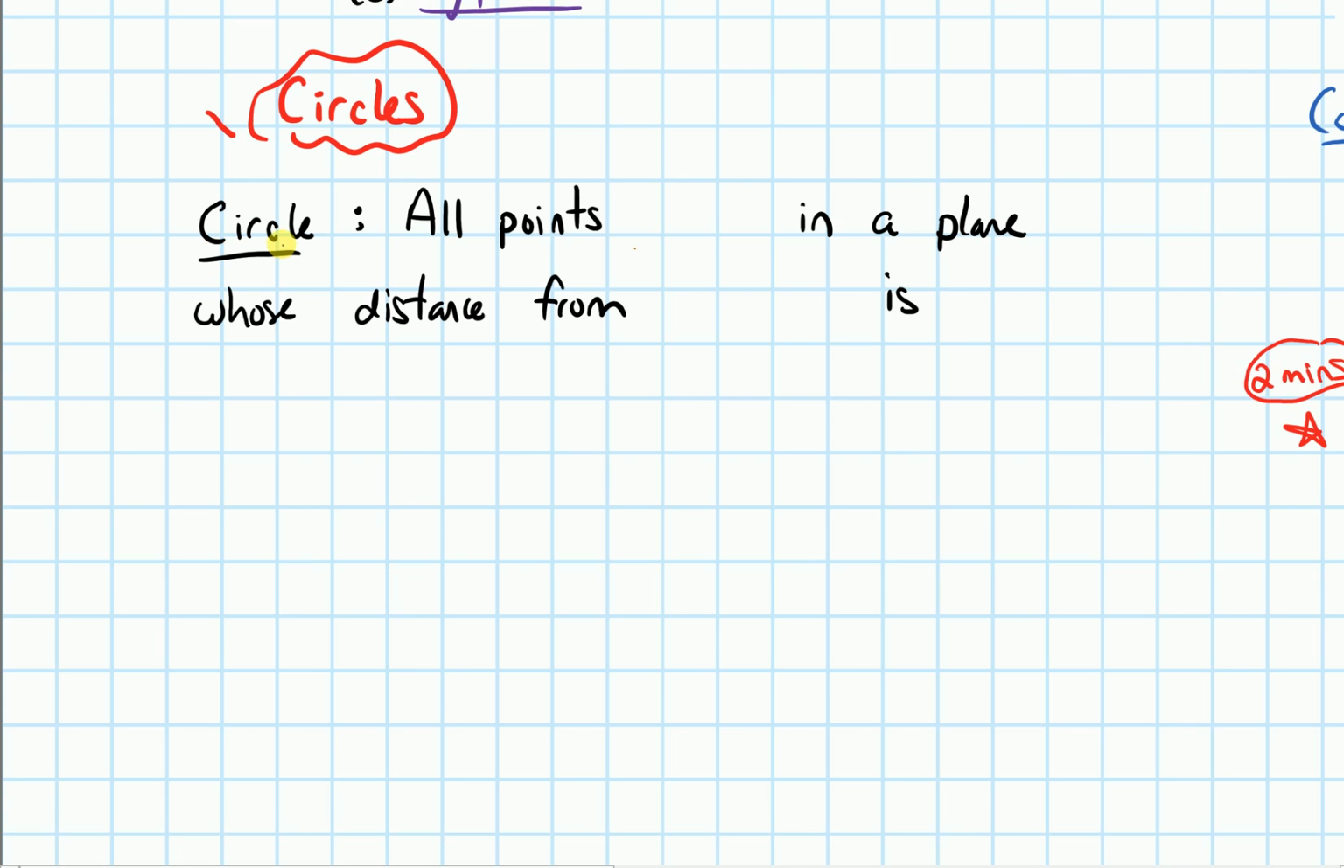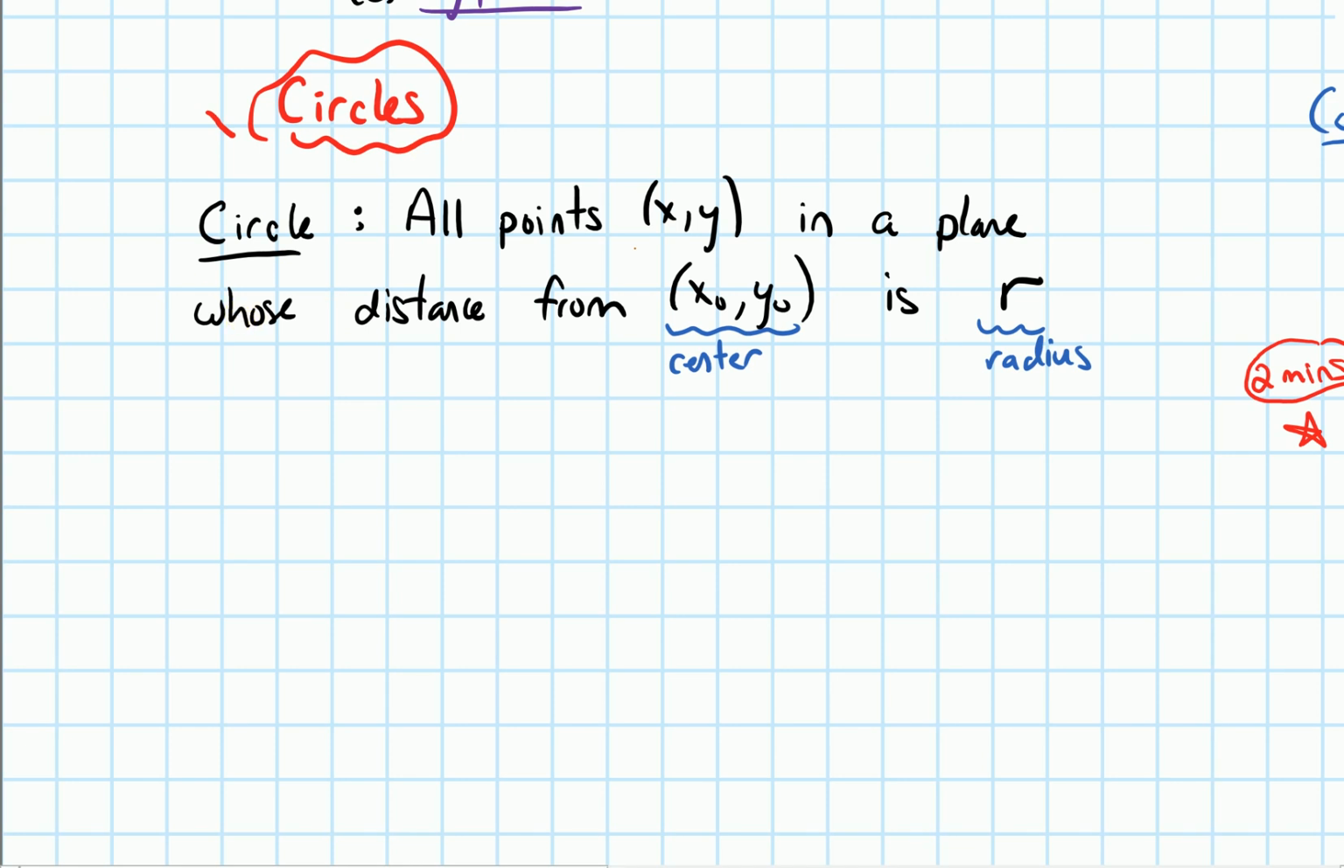A circle consists of all points x, y in a plane whose distance from a certain point, which I'll call x naught, y naught, is r. Okay, so in this context, x naught, y naught is called the center of the circle, and r is called the radius of the circle. So this is the definition of what a circle is.